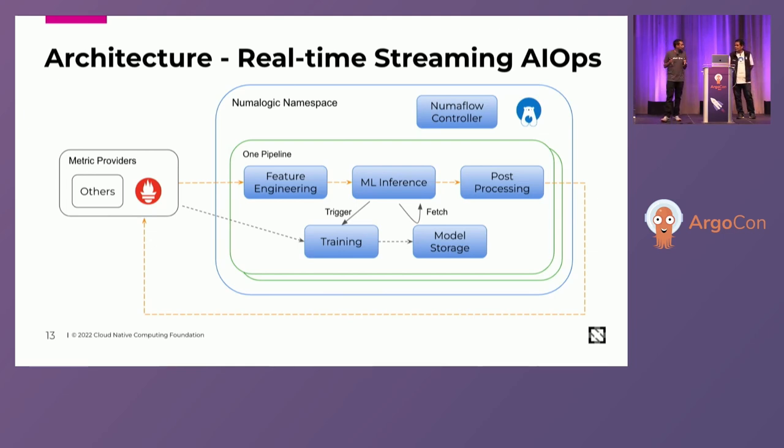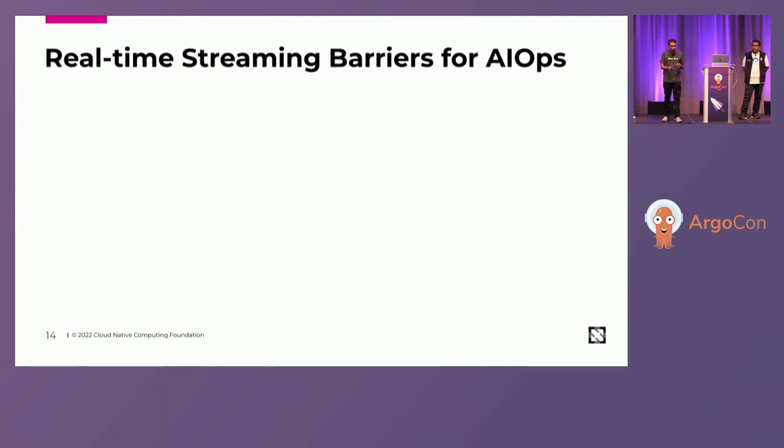If you were to look at this at a microscopic level, each component has some subtleties, right? That becomes barriers to building a stream processing system. And I will talk about those barriers at a very high level. There are many, but I'm just covering a few.